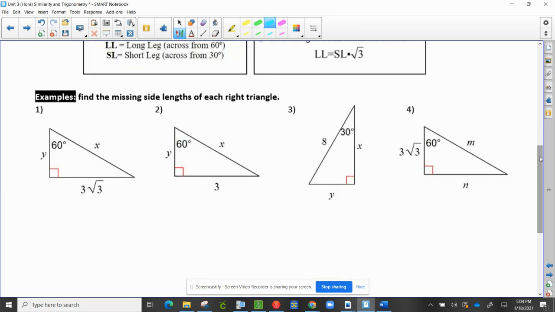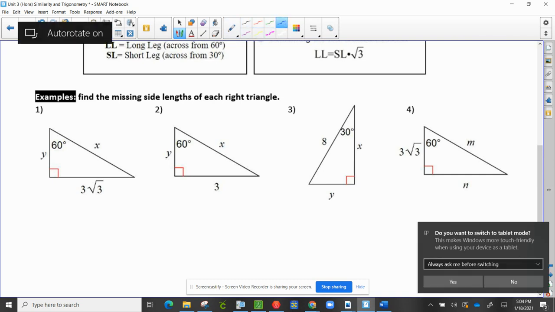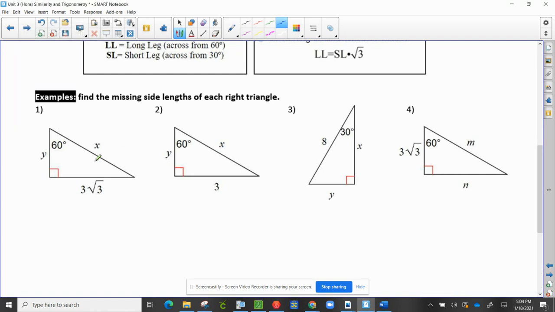So let's look at these pictures here, a couple of examples. Again, I'm going to label the picture how that relationship is labeled. The x and y in this problem, don't get confused when I do this. We have our 30-degree angle. Across from the 30, that's our x side. The hypotenuse is always the 2x side. And across from our 60-degree angle is our x root 3 side.